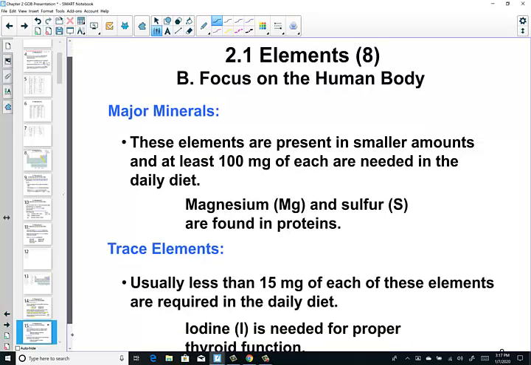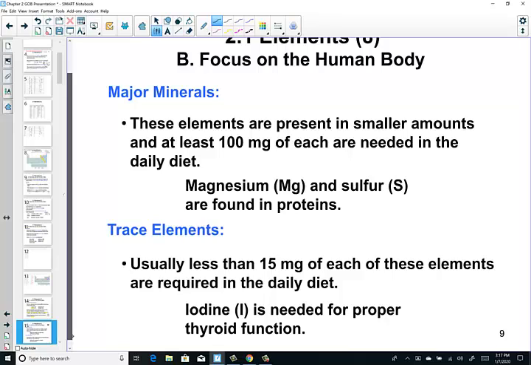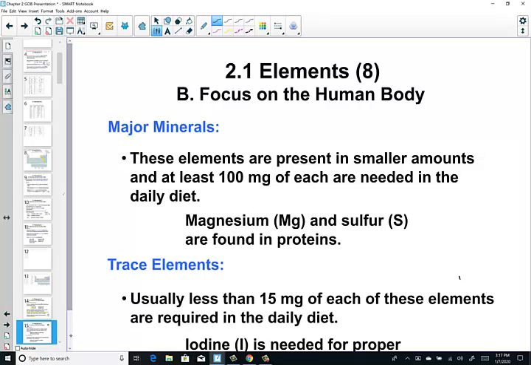And secondly, we have what are called trace minerals. These compounds are usually less than 15 milligrams required in our daily diet. Iodine is an example of a trace element. Iodine is needed for the proper function of your thyroid. Iodine follows the trend when I go, I jumped here. Fluorine, chlorine, bromine, iodine. Hear how I'm ending that? Although many of us call it iodine, which is absolutely fine to say as well.